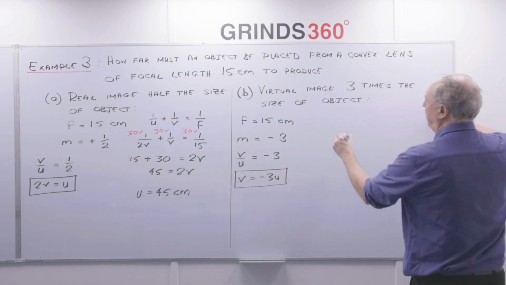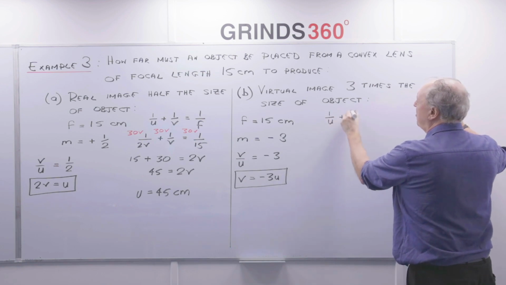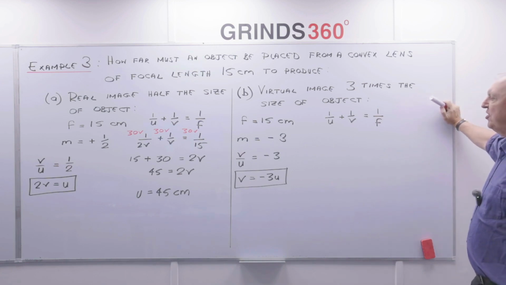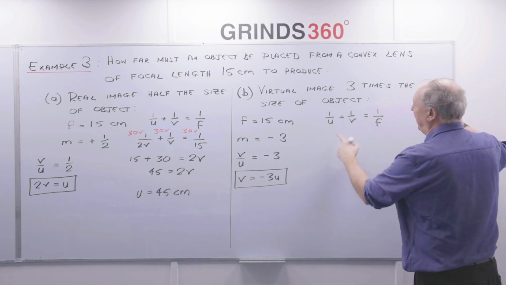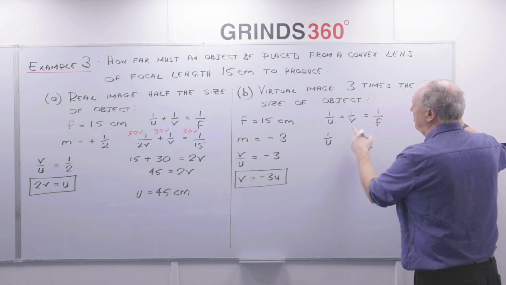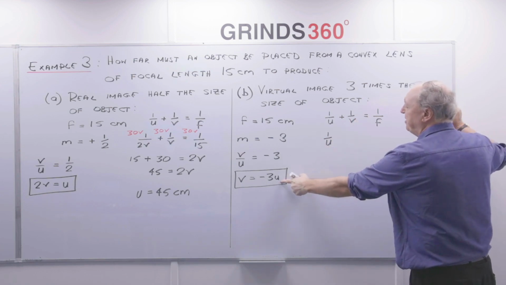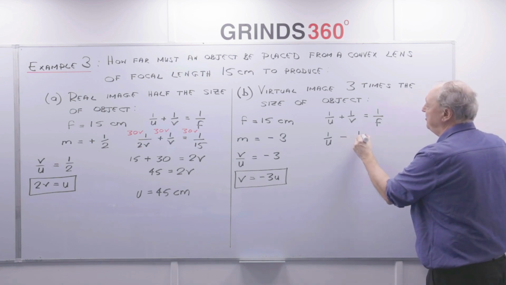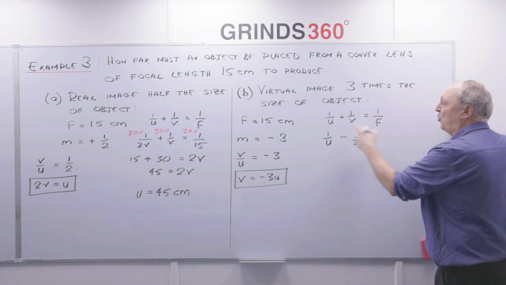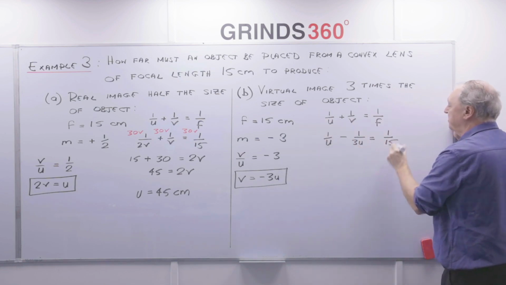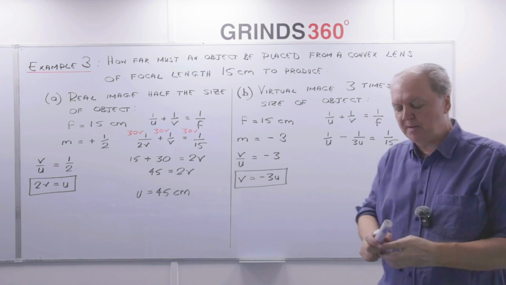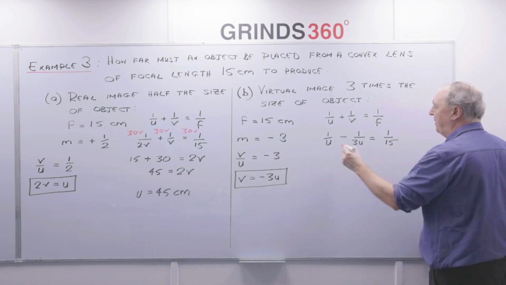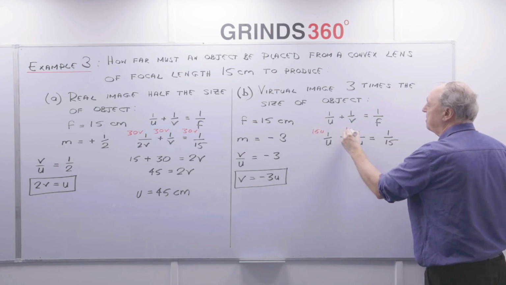Now let's go to my other formula. 1 over U plus 1 over V equals 1 over F. Well, just write down the 1 over U. 1 over V. Replace the V by the minus 3U. So it's 1 over minus 3U. Throw the minus in front. So it's minus 1 over 3U is equal to 1 over F, 1 over 15. So how do I solve that kind of problem? Well, I multiply right across by something that all those fractions divide into, and they all divide into 15U.